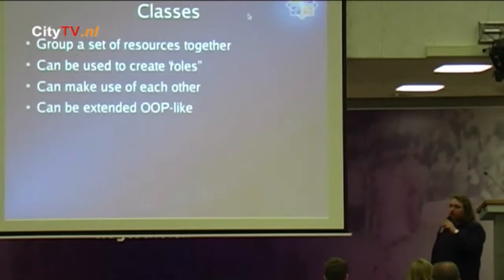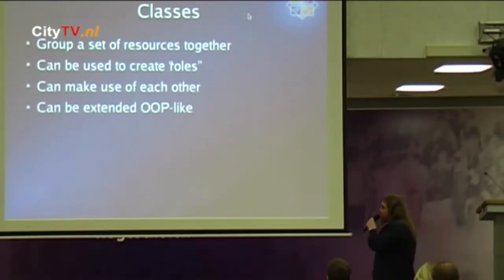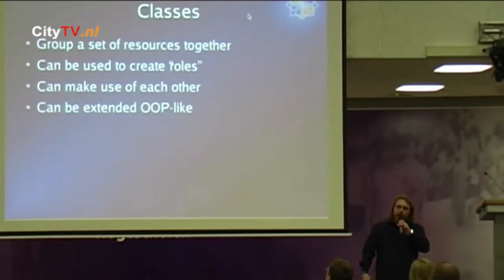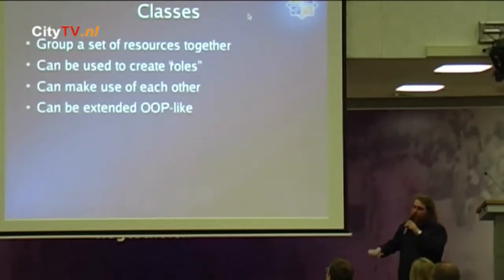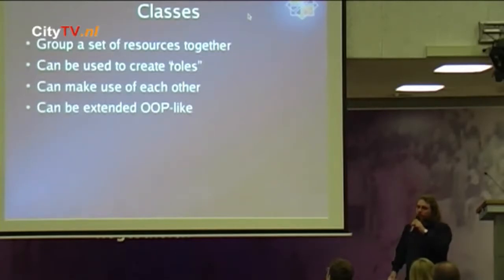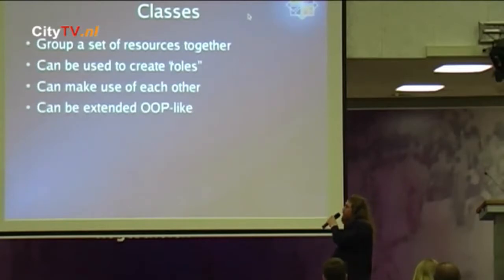Classes can use each other, so one class can say, I require that other class, and then it's simply included. And classes can be extended in an object-oriented manner. So you can say, I got a class, for example, backup, and I got different backup systems, and I got a specific class, which is a subclass of backup, for every backup system. And so I can write the basic backup stuff, which is the same for every system, into the main class, and then do the real implementation in the subclasses.